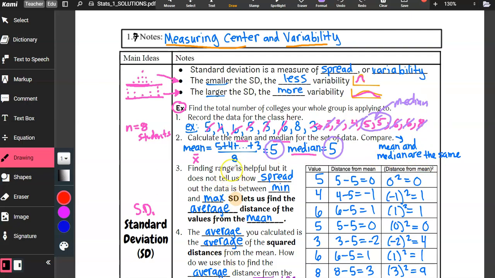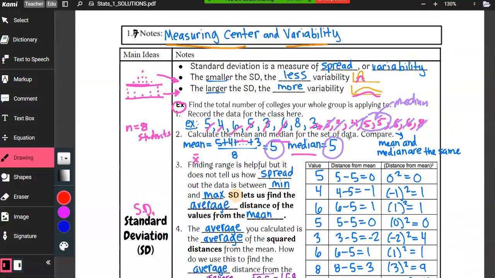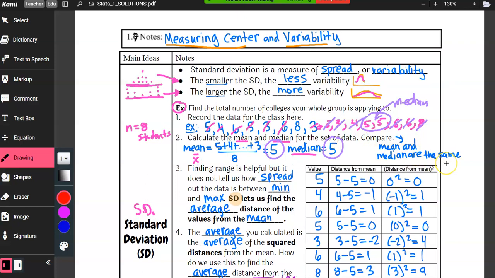All right, number 3, find the range. Finding the range is helpful, but it doesn't tell us how spread out the data is between the min and the max. The standard deviation lets us find the average distance of the values from the mean. So the average distance from the mean.